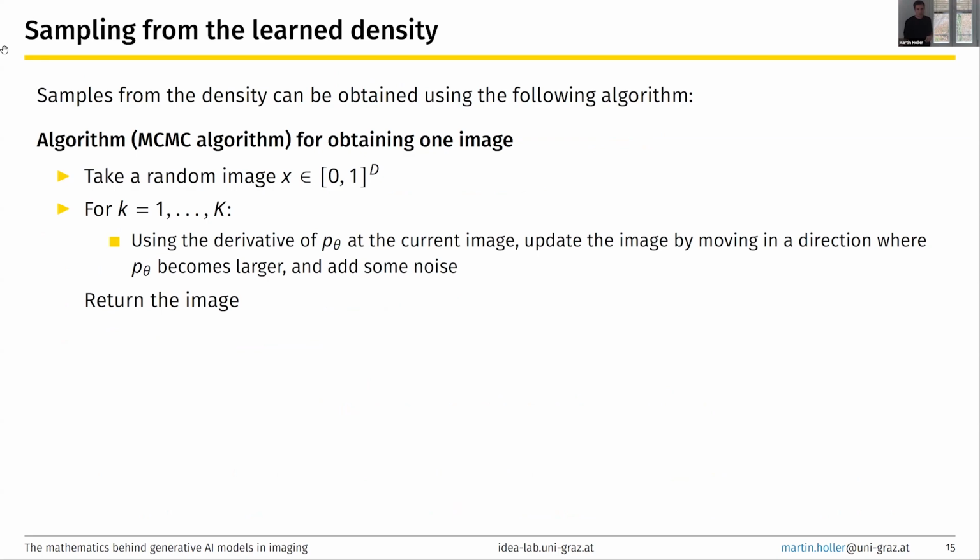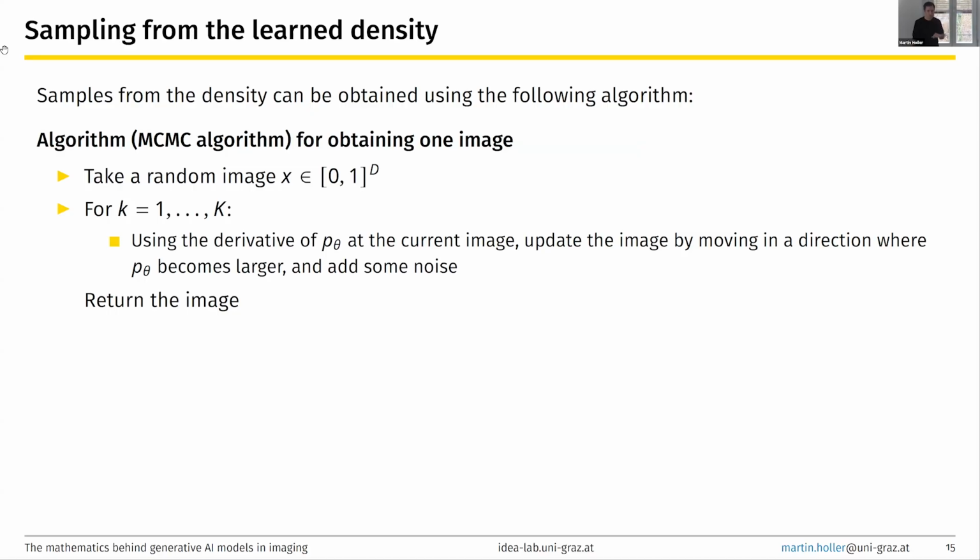Now, assume we have carried out this process well and we have found an approximate density. How can we use it to generate images? And here there is an alternative algorithm that does not directly suffer from the curse of dimensionality, and this works as follows. Again, I initialize with a random image, but now I carry out a certain number of iterations. I look at the derivative of my density at this current image and slightly move around in my space of images. I move in a direction where the probability of this image becomes higher. And then in order to create randomness, I also add some noise.